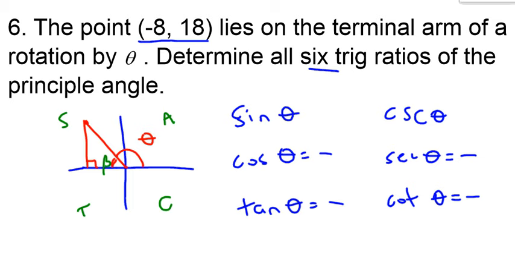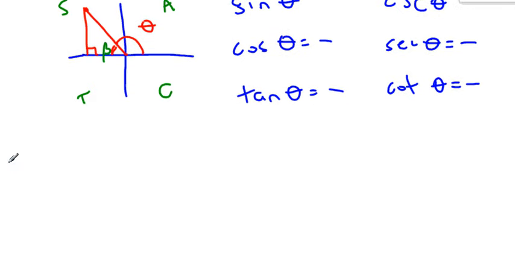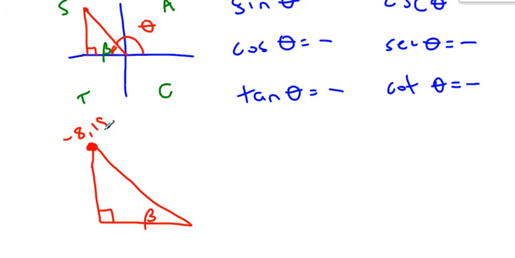So now let's talk about what the side lengths are. So I'm just going to redraw this triangle, even though I'm not trying to draw it to scale. So here's that related acute angle. Now remember, what we know is that this point is at negative 8, 18. And that's important because now I can take these values and say, oh, if this is a triangle, then this is a side length of 8, and this is a side length of 18, and now I can find the length of the hypotenuse side using the Pythagorean theorem.